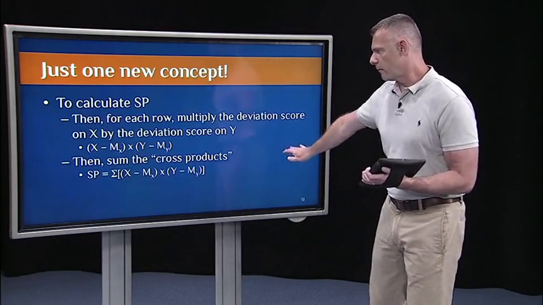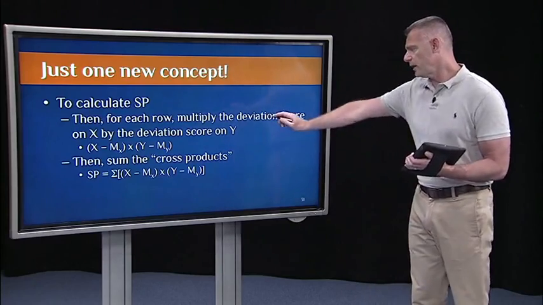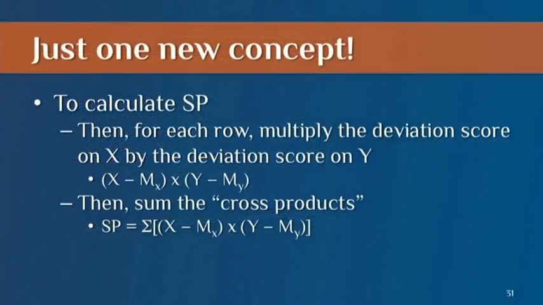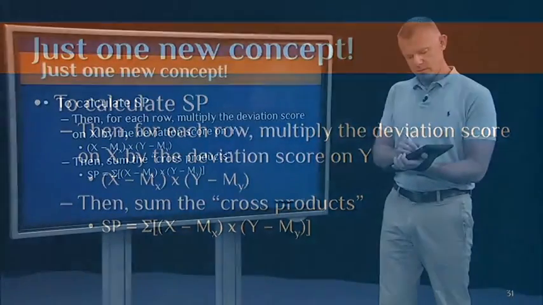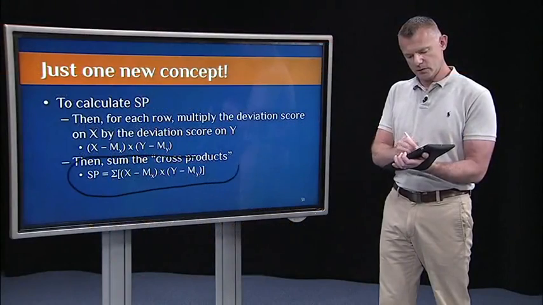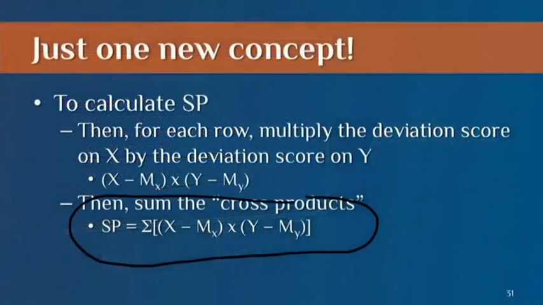So written out mathematically, for each row, I'm going to multiply the deviation score on x by the deviation score on y, and then I'm going to sum them. So here is the formula for the sum of cross products. This is something that you should know and be able to calculate just off the top of your head.